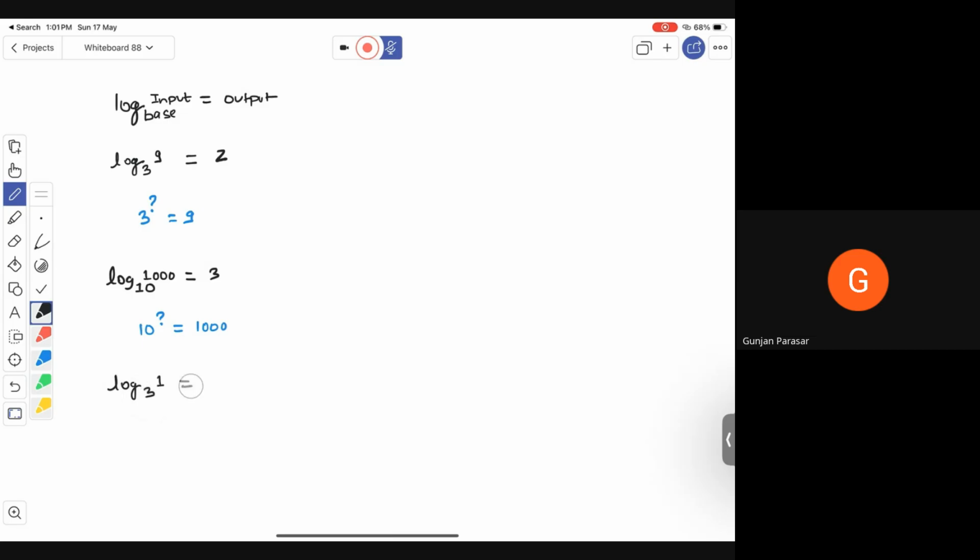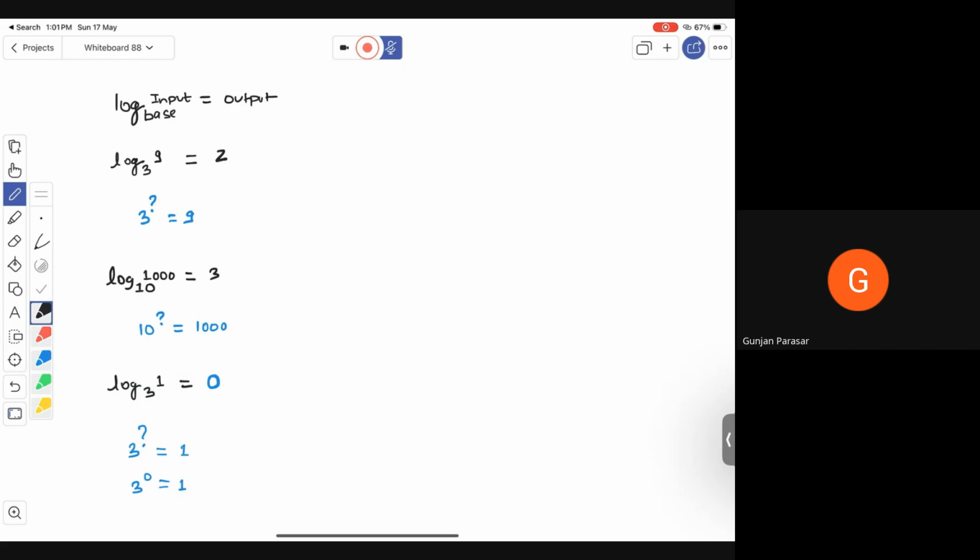If I ask you what will be the log, any base, maybe suppose I write 3, input 1, will be equal to, any idea, any guess? So we will ask what we are going to place at the power of 3 so that it becomes 1. 0. Yeah, anything having power 0 will become 1. So what should be placed at the power of the base, which is 3, so that it becomes 1? 0. That will be the outcome of log base 3 input 1. So any log, any base, log 1 will always be 0.